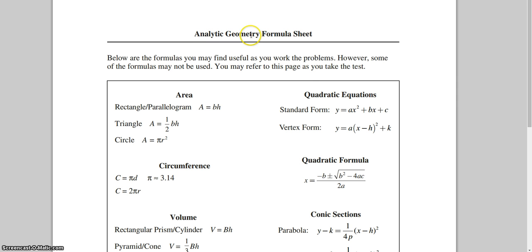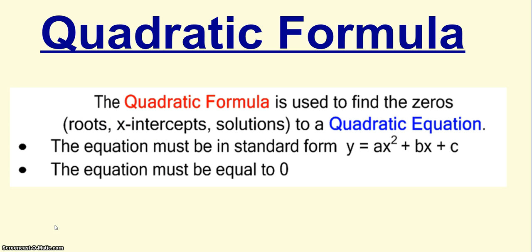This is the analytic geometry formula sheet, and you'll notice, first off, on the top right-hand side, it says quadratic equations. You're given both standard form and vertex form, and then right below that is the quadratic formula. So you will be given this on tests and quizzes. There's no need to memorize it. Alright, so again, like I said, the quadratic formula is used to find the x-intercepts, the zeros, the roots, etc. to a quadratic equation that's not easily factorable.